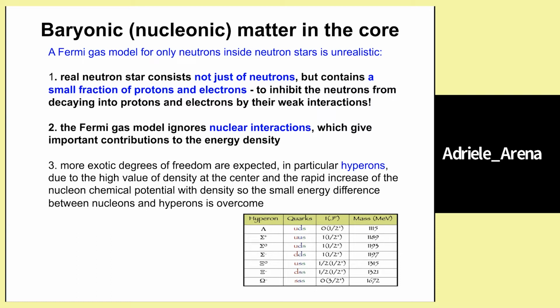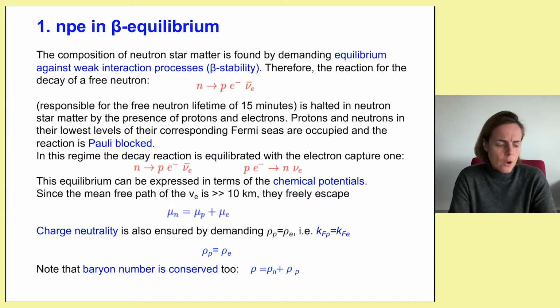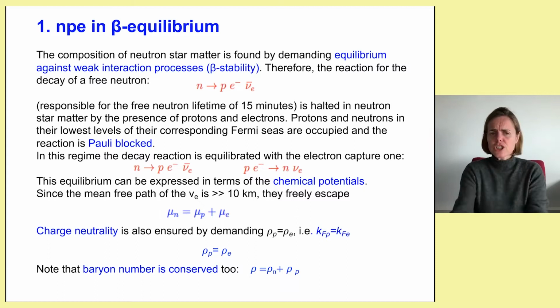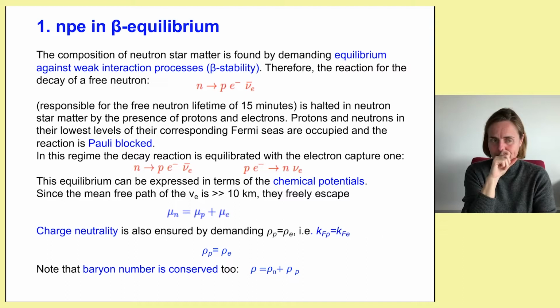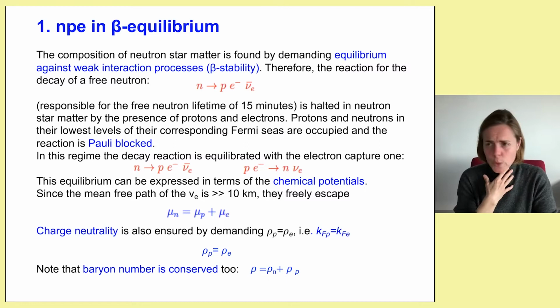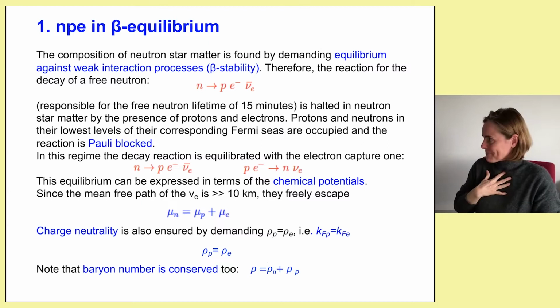So what does it mean to have neutrons and protons in neutron stars? The conditions that have to be fulfilled are called equilibrium under weak interaction. Let me stop for a while, get some water.